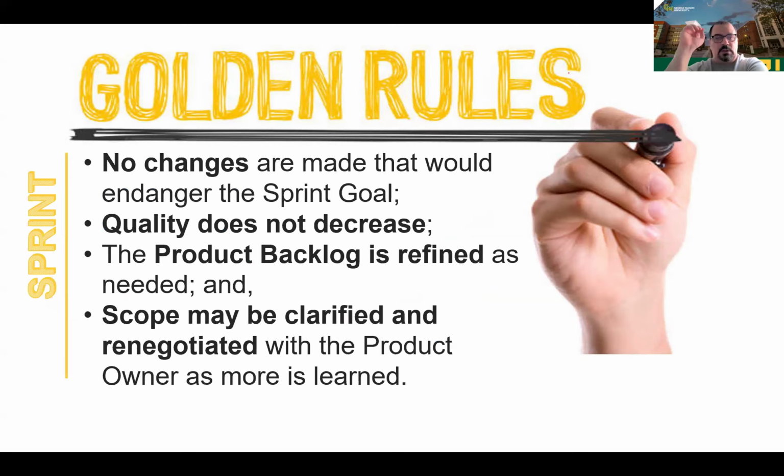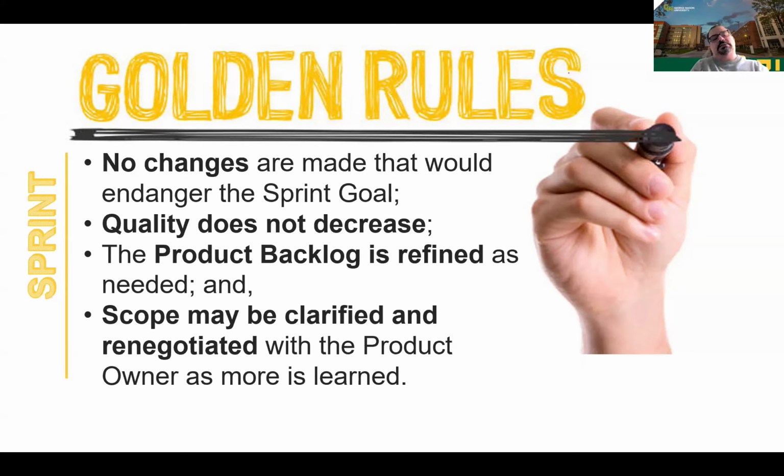What are the golden rules? The first golden rule is that no changes are made that would affect the sprint goal. After you define the goal, after you define the plan for the sprint, and define which items in the product backlog move to the sprint backlog, and start the sprint, after that, never change. You cannot change the goal. You need to keep that goal until the end of the sprint.